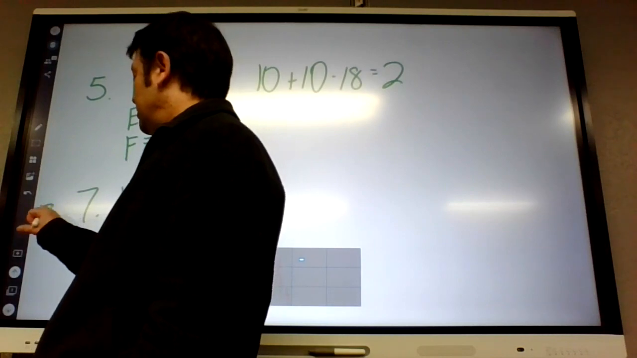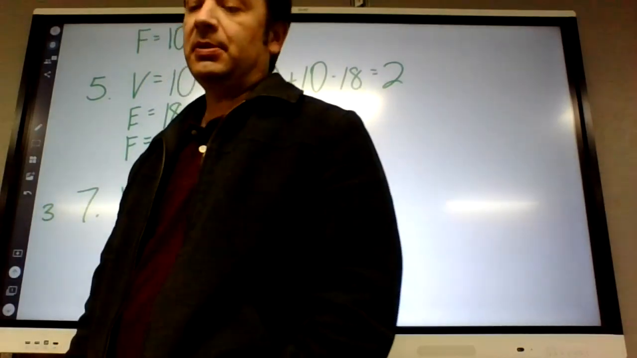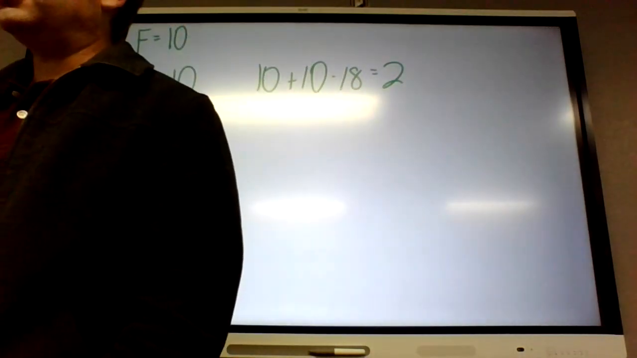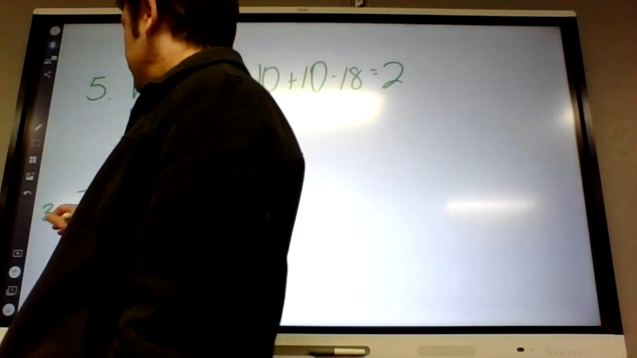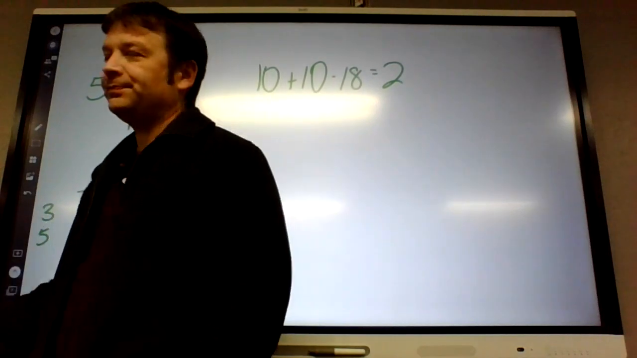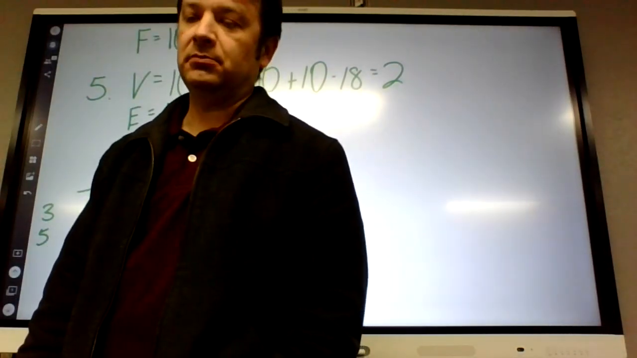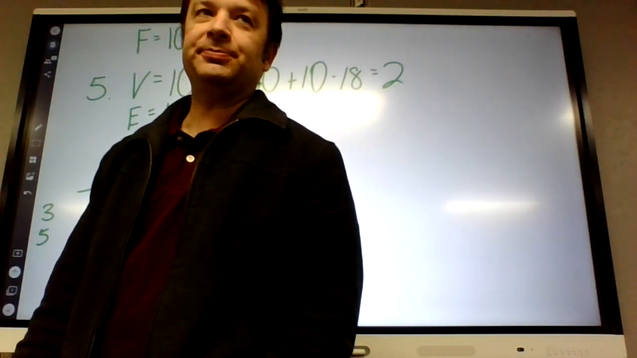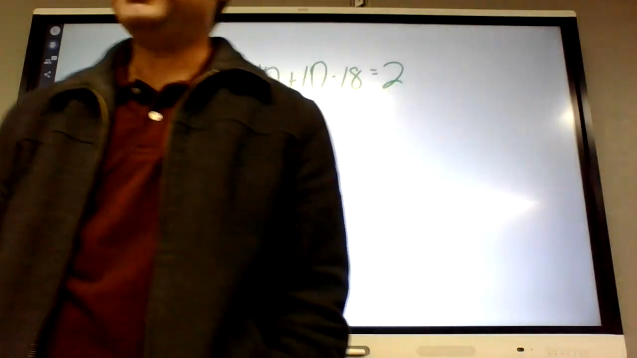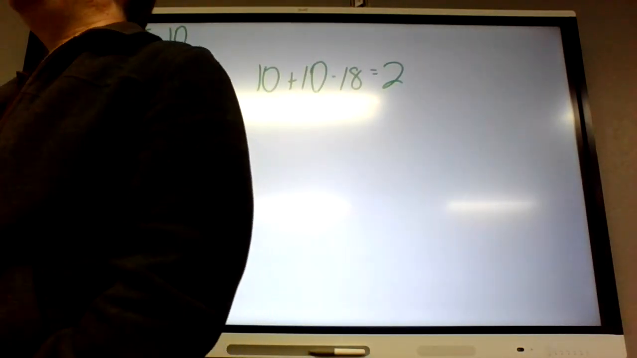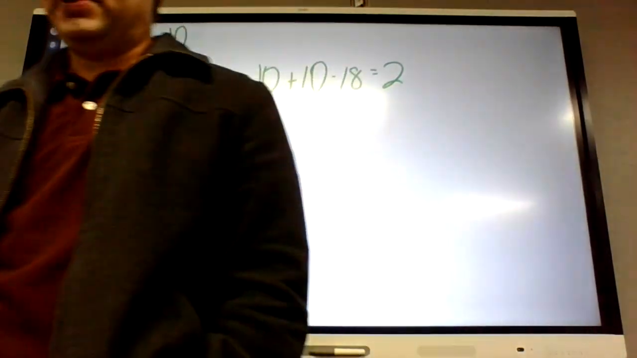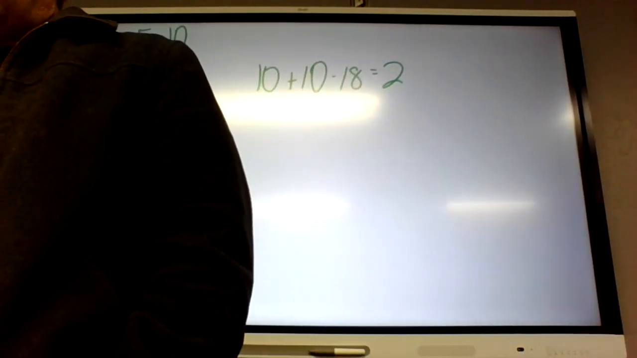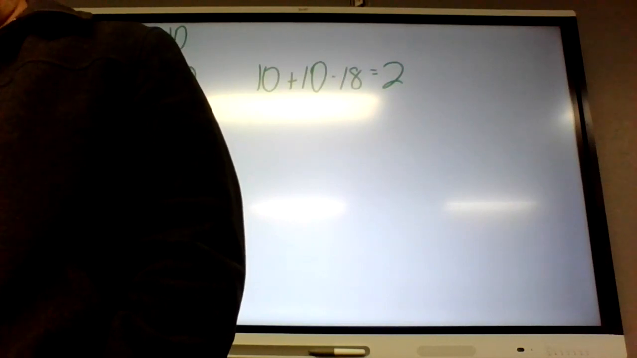How many vertices are on the top? 3. This is a triangle. How many vertices are on the bottom? 5. It's on the bottom. I was waiting for the 5-second echo from everybody else. 5, 5, 5. All right.